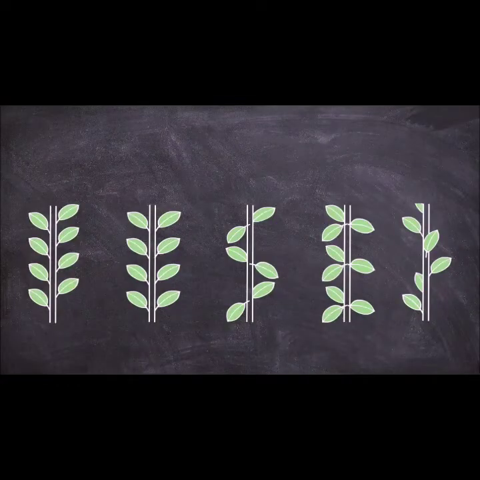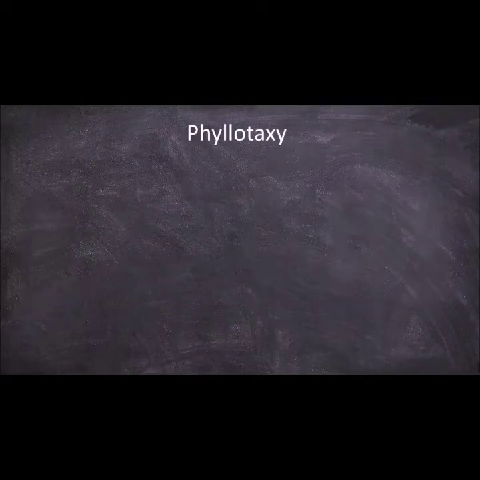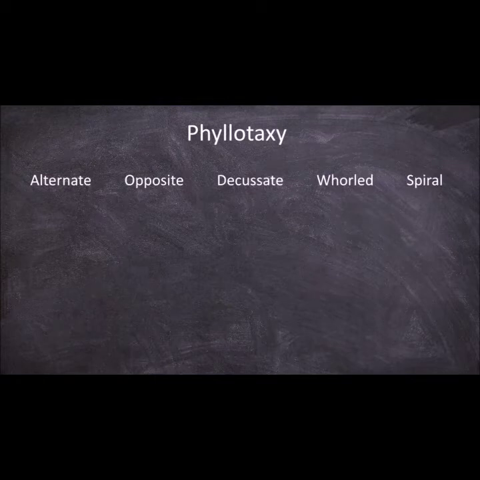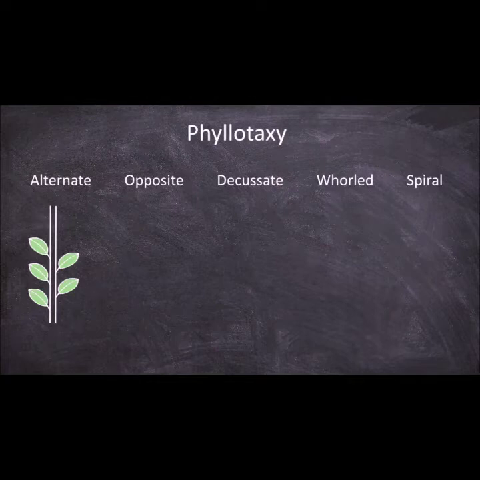The arrangement and number of leaves on a stem of a plant is genetically determined and is often a characteristic of a particular species. Phyllotaxy is the term to describe this arrangement of the leaves on the stem. There are 5 main forms of phyllotaxy: alternate, opposite, decussate, whorled, and spiral. If a plant has alternate phyllotaxy, the leaves are found on nodes on both sides of the stem and move up in stages, one side at a time.